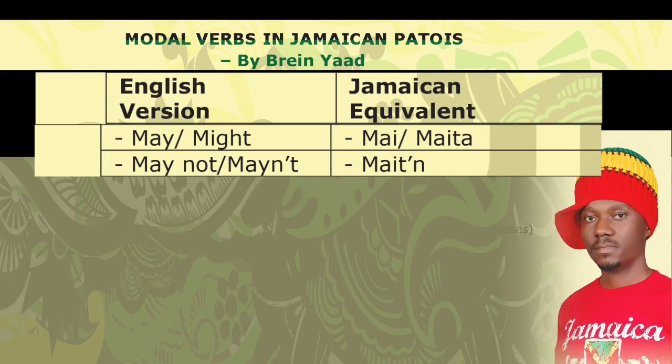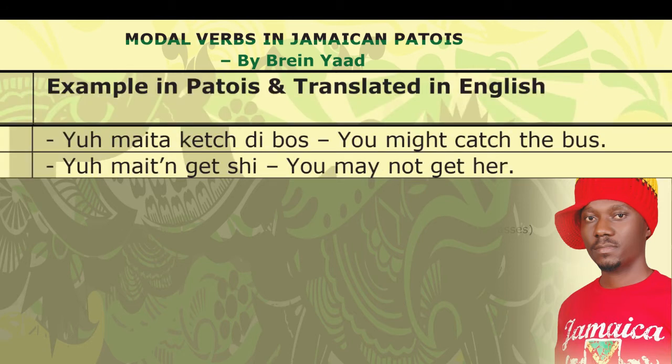So next modal verb is may not or mightn't. Mightn't we simply say "mightn't", meaning might not. And examples will be, "You mightn't get she," meaning you may not get her. You might not get her. So that is may or may not.